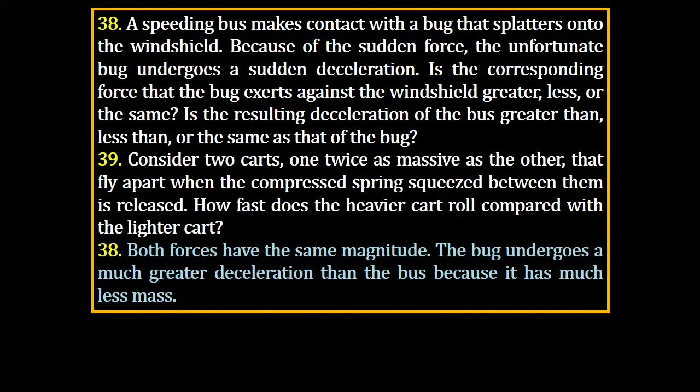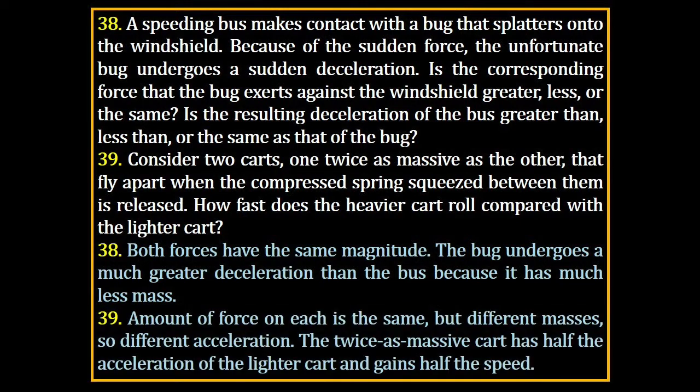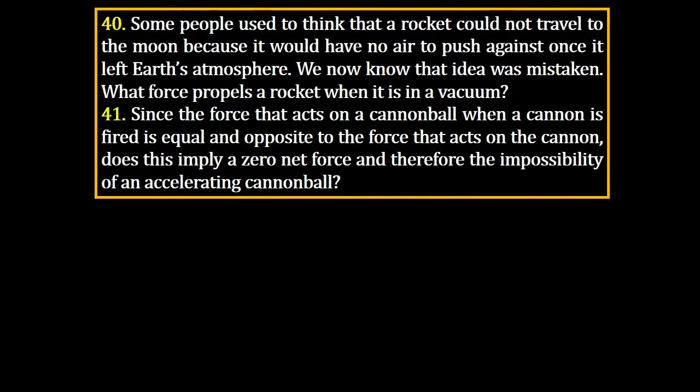I gave myself a little too much time for this one, but anyway, it gives you time to think. Just remember Newton's third law, forces are equal. Correct? Now, what's varying? Mass and acceleration. They're inversely related. Large mass, small acceleration, and vice versa. The amount of force on each is the same, but with different masses, so different accelerations. The twice as massive cart has half the acceleration of the lighter cart and gains half the speed. So remember, they are inversely proportional, but they're still proportional, just inversely so.